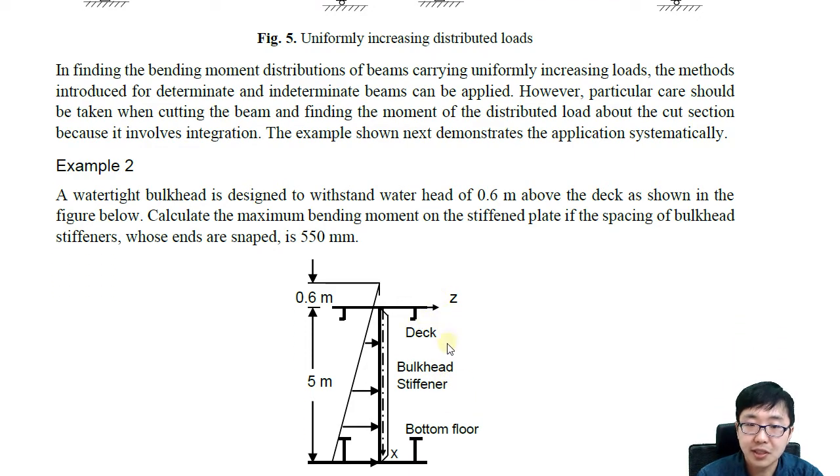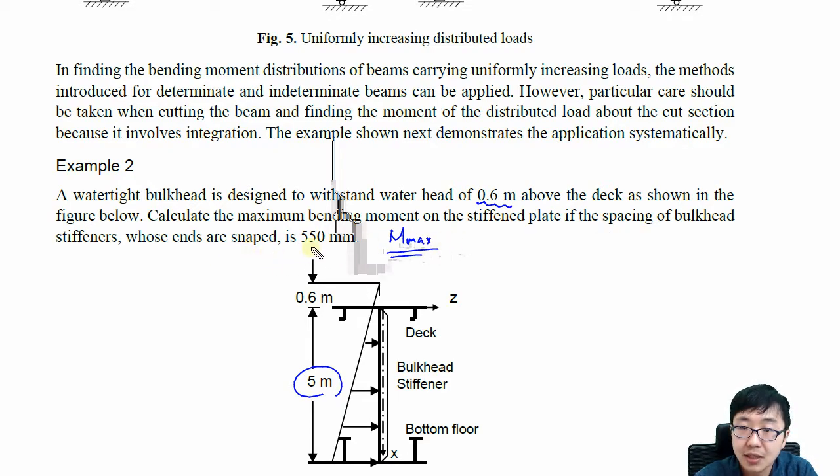So as you see here, this is the deck, bulkhead stiffener, and the bottom floor. Anyhow, the height is 5 meter here. As you can see, this is the height, and we have additional height 0.6 meter. Once you read this, the water height of 0.6 above the deck, this is clear, and calculate the maximum bending moment. We want to know the maximum bending moment for our design on the stiffened plate, if the spacing of the bulkhead stiffener is 550 millimeter.